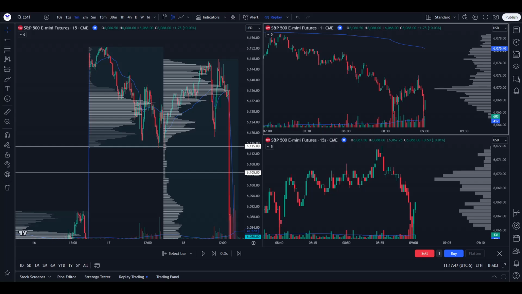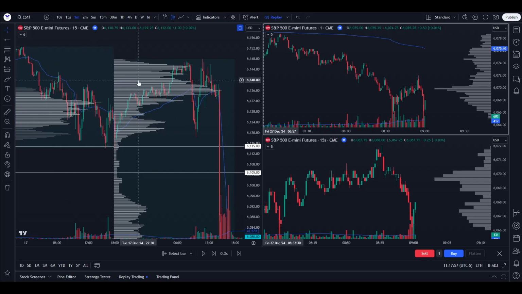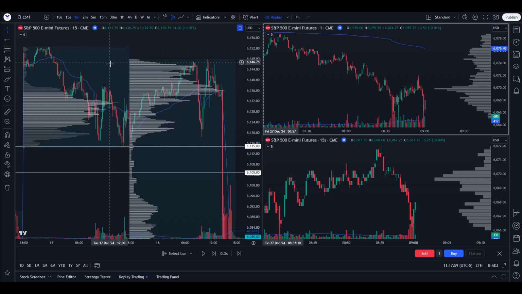Hey guys, I'm going to share some ideas on combining multi-time frame analysis and order flow. I'm just going to be using TradingView here on S&P futures. So I've got a 15-minute chart here, a 1-minute chart here, and then a 15-second here.